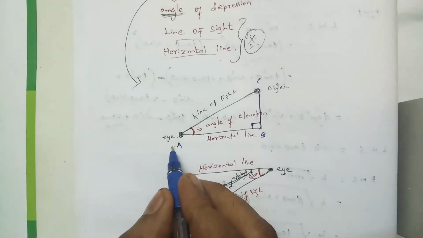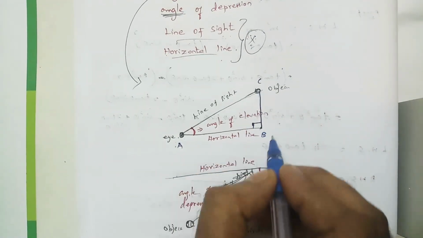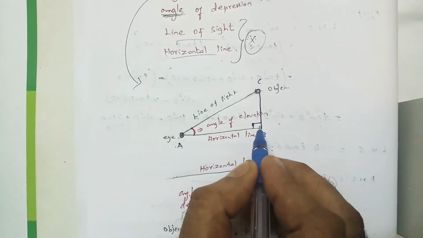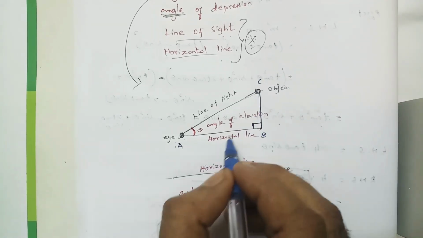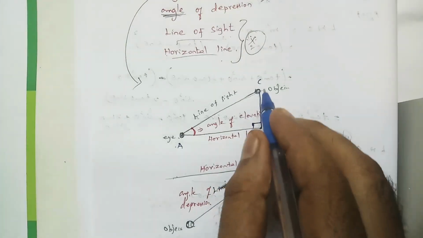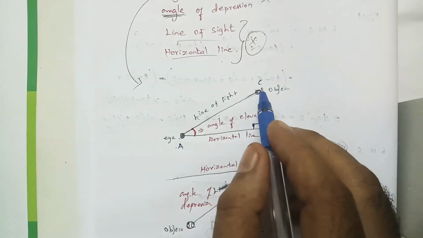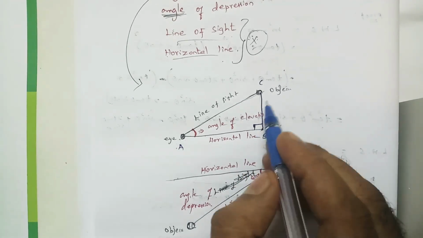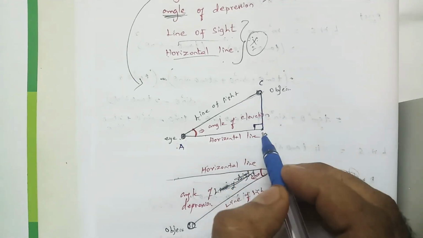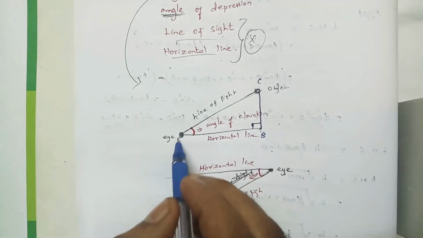A is the eye, and B is the point where the distance from the eye meets the vertical line, right? BC is some post or tree, whatever; you can assume anything. So C is the top of the tree and B is the bottom of the tree, and you are seeing it, right?